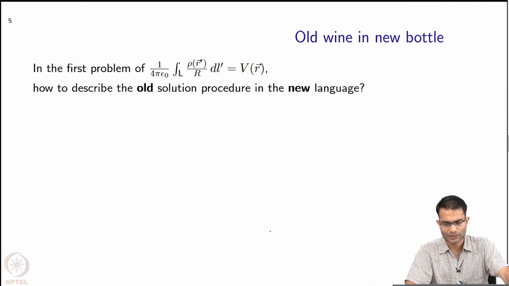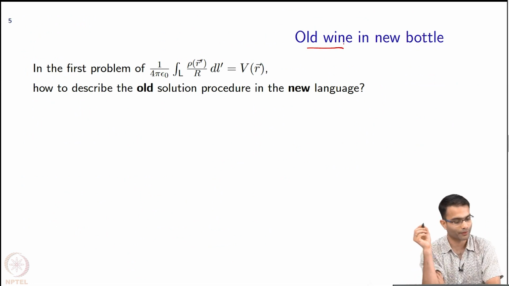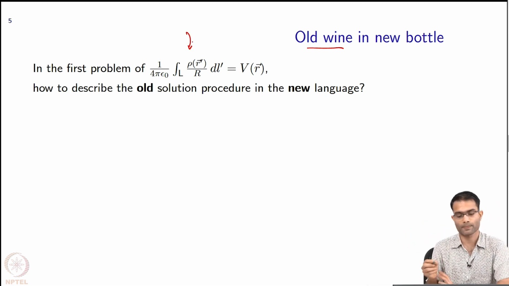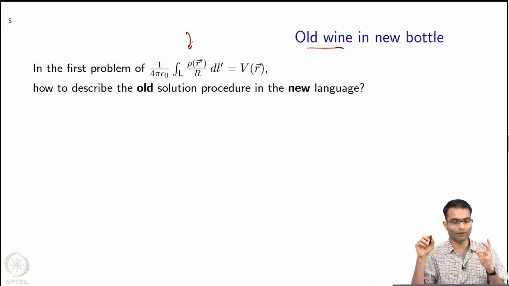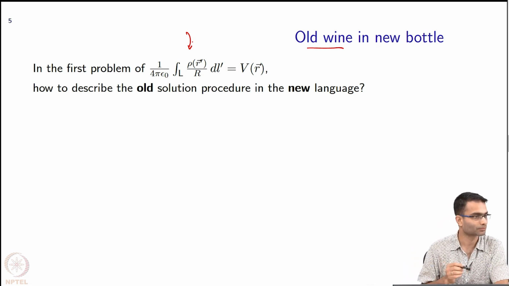So let's, as they say, put old wine in new bottle. All right. So let's look at what we have already done. This was the equation that we had, right? Now I want to describe our naive approach of discretizing the integral equation in the new language.